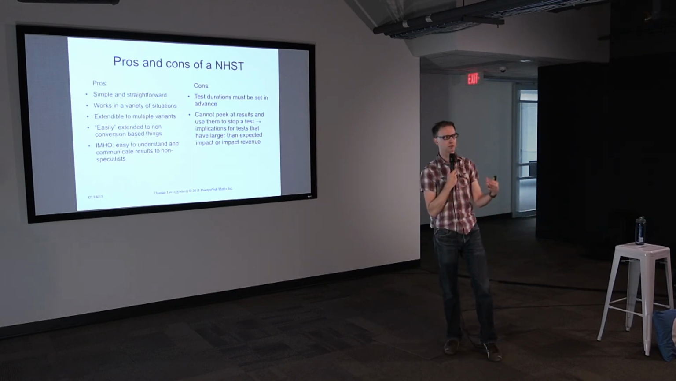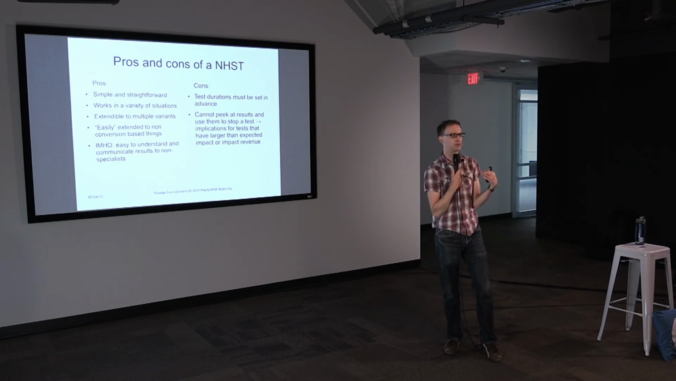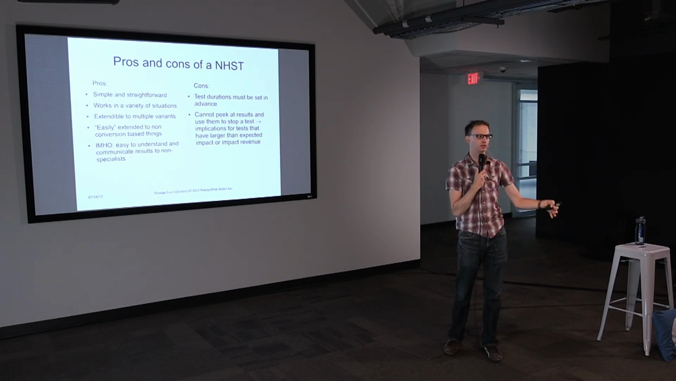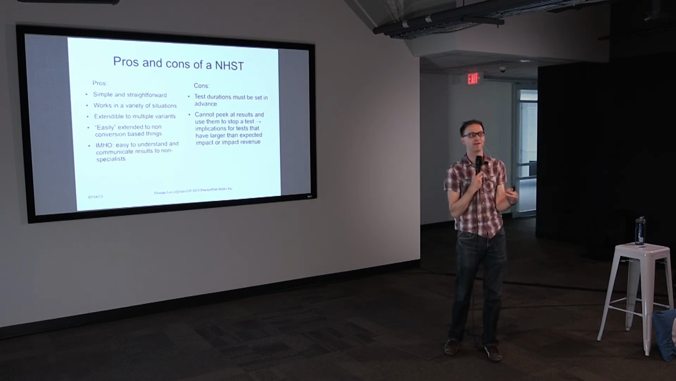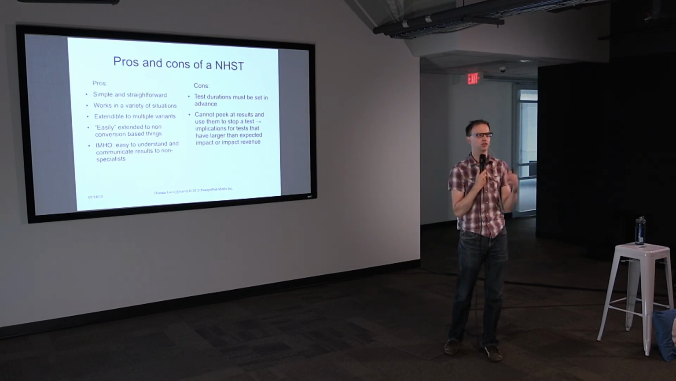At least for us, one of the reasons we move to other methods is we do things where we test on revenue-based things. And so if you're seeing a 20% increase, you want to push that change out as fast as possible because that's money you're leaving on the table. The flip side of that is if you're seeing a 20% decrease, you want to stop the test, right? And the problem with a null hypothesis test is you cannot do that. Anything you do that way, you bias your results.